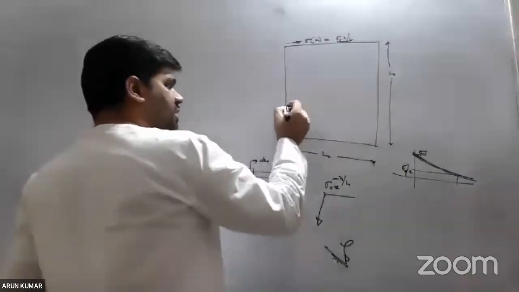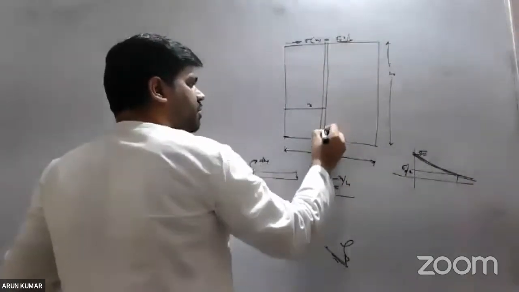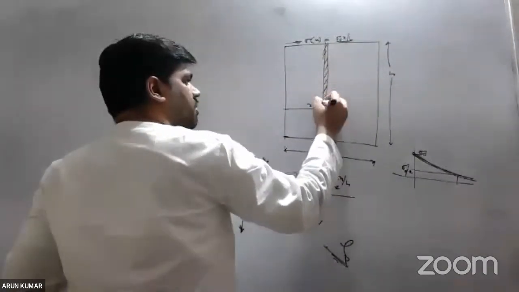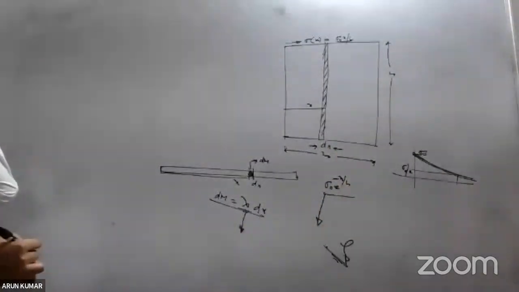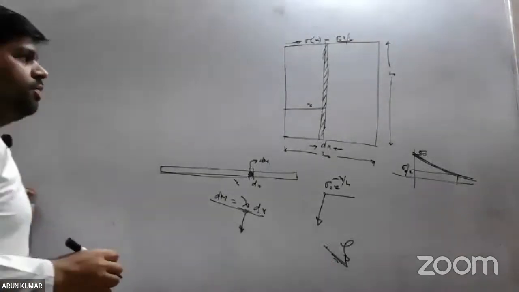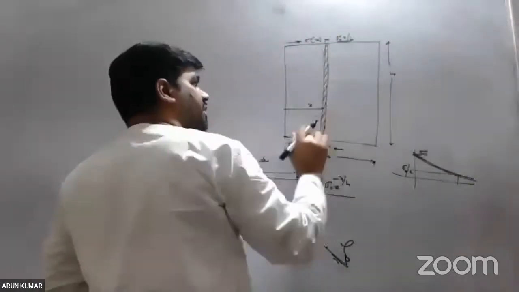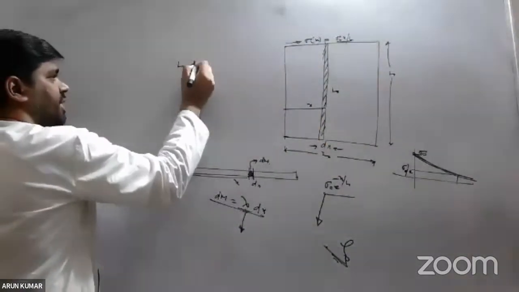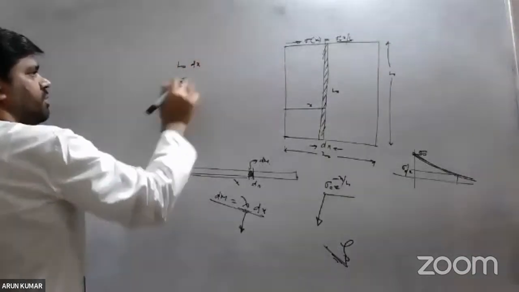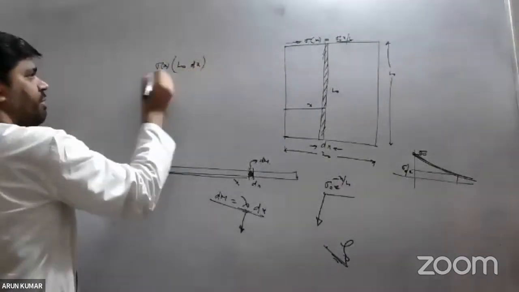Now, what I'll do over here is at a distance x, I'll consider a thin strip of width dx. Now, dx is so small that sigma is considered to be constant in this area. What is the area of this strip now? Length is L, thickness is dx. Area is L into dx. Sigma of x into area will give me mass, dm.